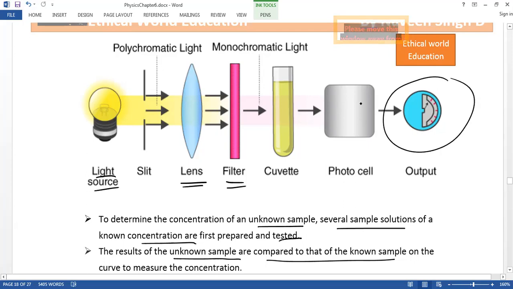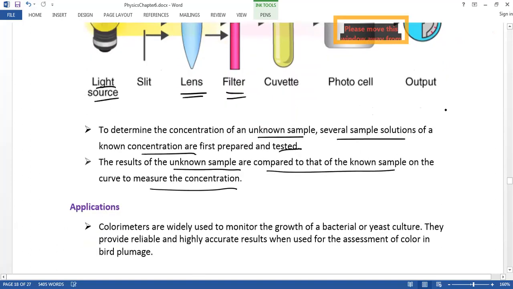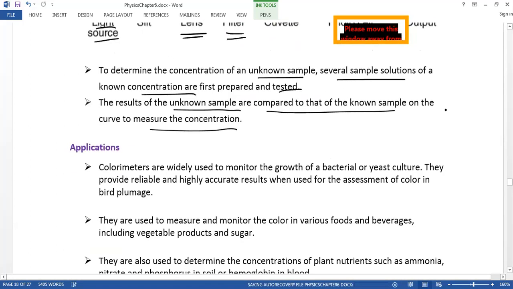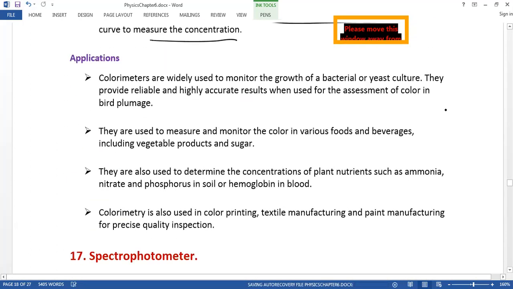The output can be measured in analog or digital form. So this is the setup of the colorimeter. Okay, let us move on to the next one, that is application.